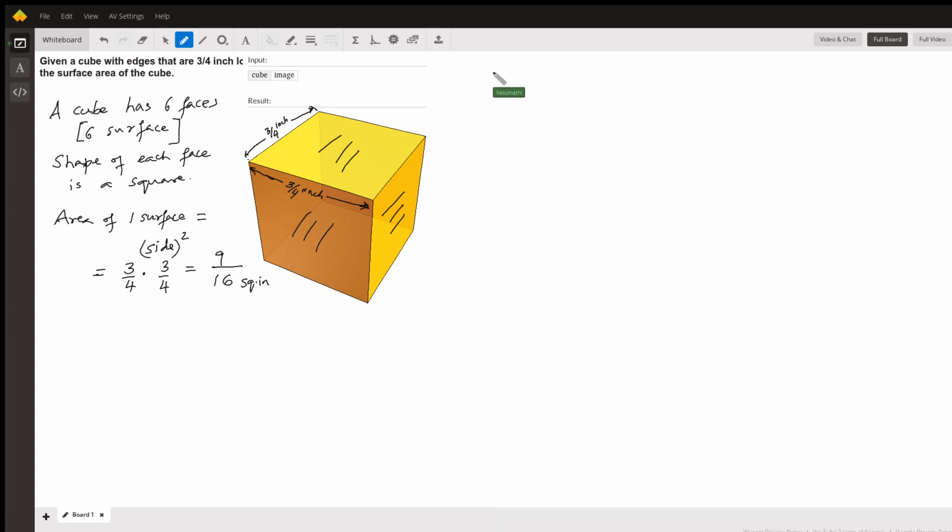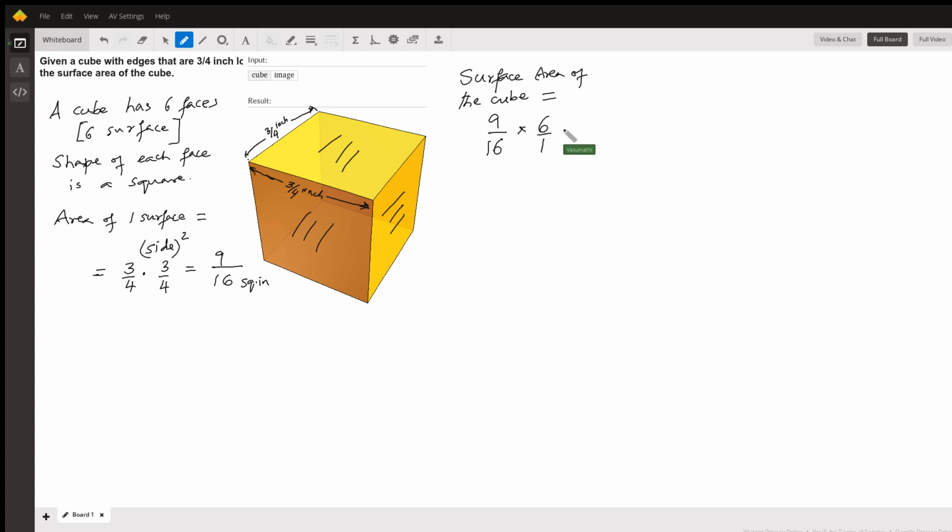So now we have to find the surface area of the cube. Let me write it on the other side of the cube. Surface area of the cube equals the area of one surface, which is 9/16 square inches, multiplied by 6, because we have 6 surfaces to a cube. So when you are multiplying the fraction 9/16 by 6, remember the whole number 6. If you don't see a denominator, you can write it as the fraction 6/1.